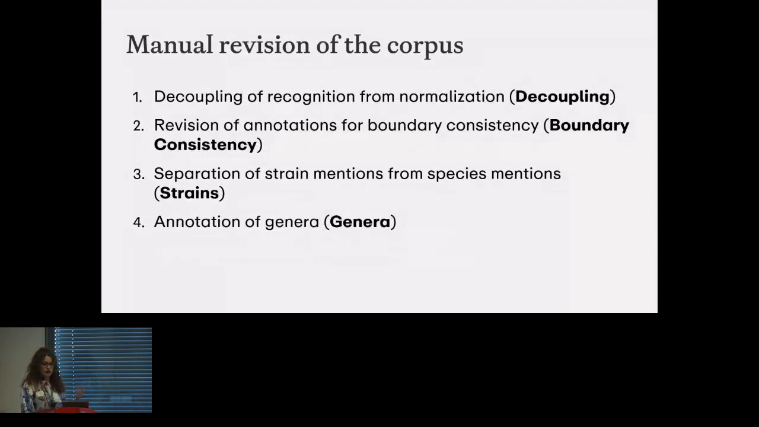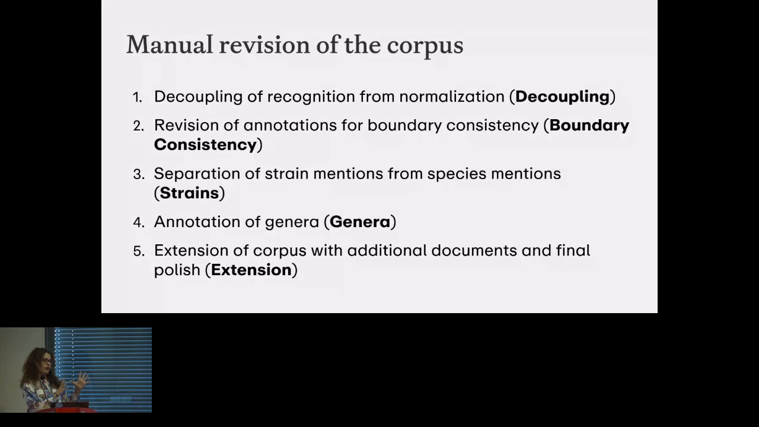The fourth step was the annotation of genera. Because we started annotating strains, which are close to species, we thought, let's at least try to annotate the first level of taxonomy that is also closer to species, because especially in microbiome studies, this is very important and very relevant to them. So let's at least try to do that in our text. And finally, because the original text was more diverse than L100, but we thought that we can still increase the diversity a bit and add more text into it, we extended the corpus with 200 additional documents and did a final polish to make sure that all the annotations are consistent and correct.